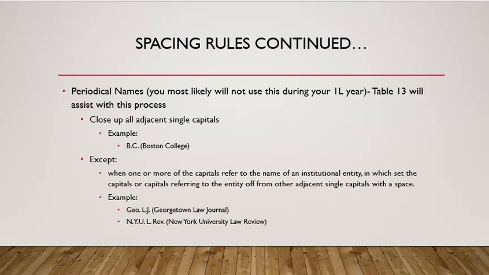For example, for citing to Georgetown Law Journal in a footnote, it's Georgetown, abbreviation, period, space, L period J period, no spaces there. For NYU Law Review, it's going to be NYU, all letters, no spaces and no periods in between, space, L period, space, Rev period.